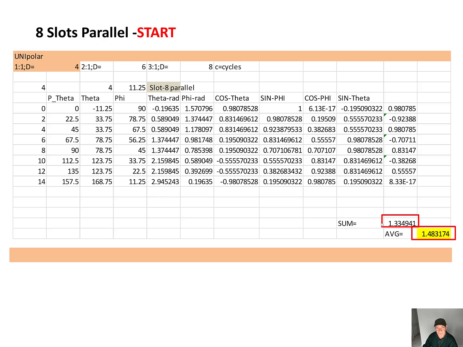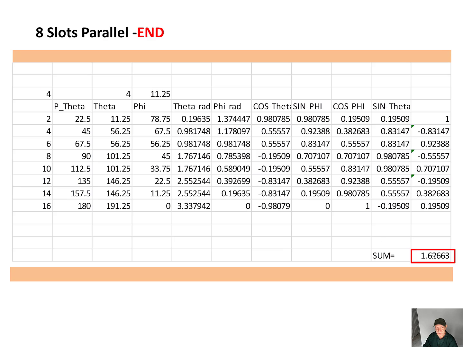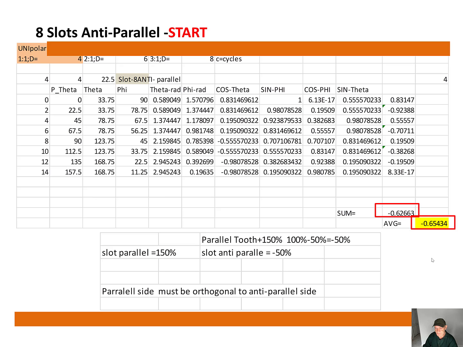The sum with the conductor on the start position is 1.3. The average came to about 1.48, which is about 1.5, and the sum for the mid position came to 1.48, and the sum for the end came to 1.6. The average was about 1.5. That's why I'm using 1.5.